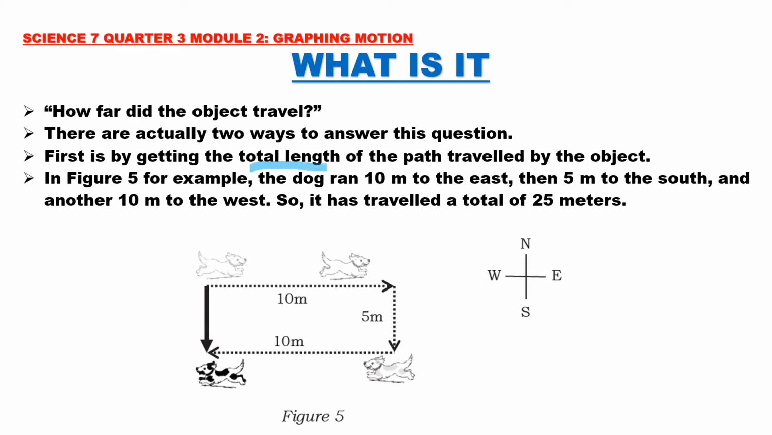So in figure number 5, for example, the dog ran 10 meters to the east, then 5 meters to the south, and then another 10 meters to the east. So to get the total length of the path traveled by the dog, we are just going to add 10 meters plus 5 meters plus 10 meters. So the answer for this is 25 meters.